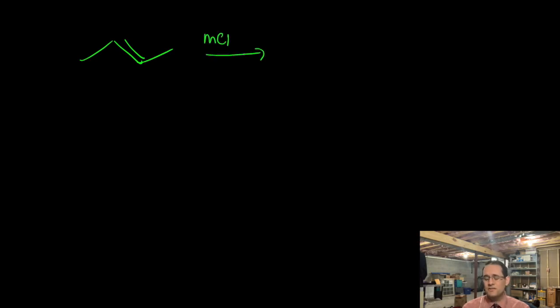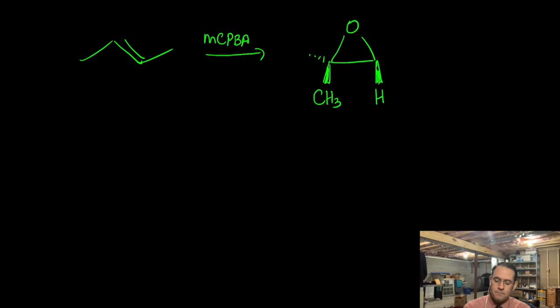So here's trans 2-butene. And if we treat this with metachloroperoxybenzoic acid, we will get the trans epoxide. So let's draw this three-membered ring in the plane of the computer screen here. And over here, we'll draw this methyl group coming out. Okay. And over here, we will draw it going back.